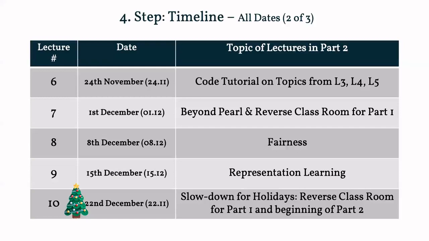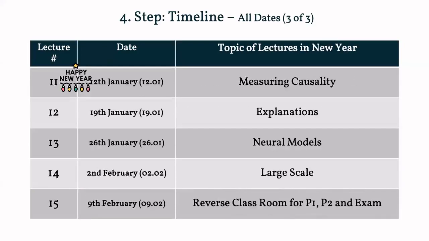Then right before Christmas, we're going to slow down a little bit and do another reverse classroom session, which is going to be for all of part 1 and the beginning of part 2, right? So part 1 ends with session 7, and then part 2 starts. And then in the new year, mid-January, so it's going to be a bit longer break, but then we have the topic like measuring causality or explanations.